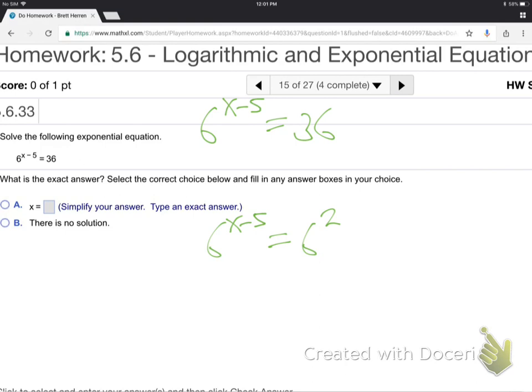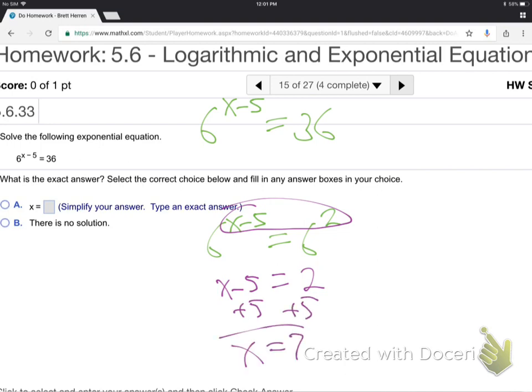So what do I do now? What does that do for me? x minus 5 equals 2. Those powers, logically, have to be equal, because if they were different, 6 to one of them wouldn't equal 6 to the other. Once you've made the bases the same, you know the powers are equal. And so then add 5 to both sides. x is 7.